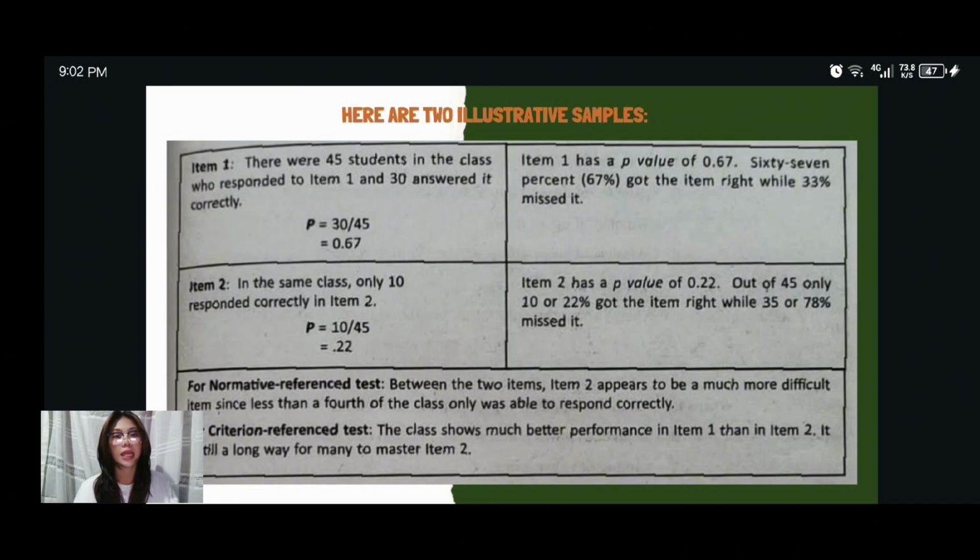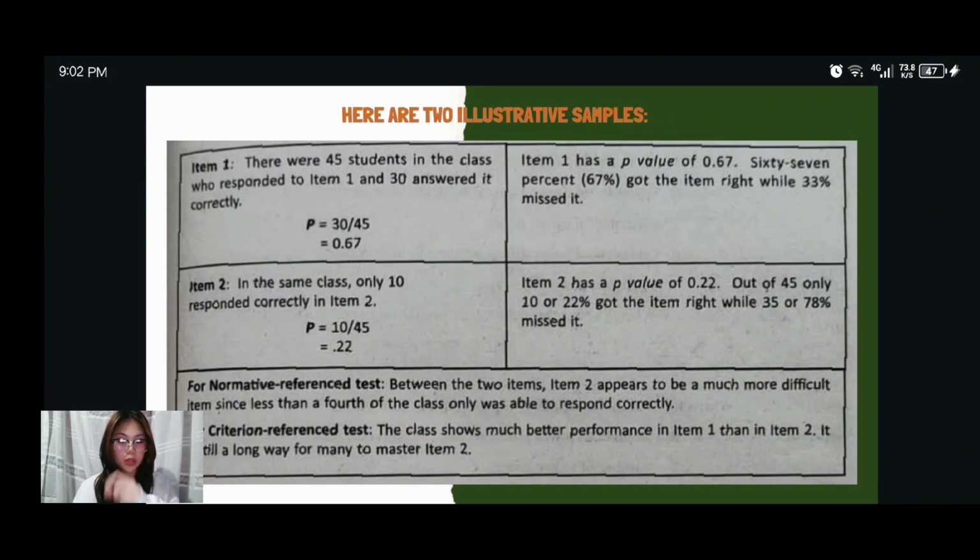So first we have item 1. The scenario is that in a class of 45 students, 30 answered item 1 correctly. So we have the calculation: P equals 30 over 45 equals 0.67. The interpretation is that item 1 has a P value of 0.67. This value means that 67% of the students got the right answer while 33% missed it. So that's for item 1.